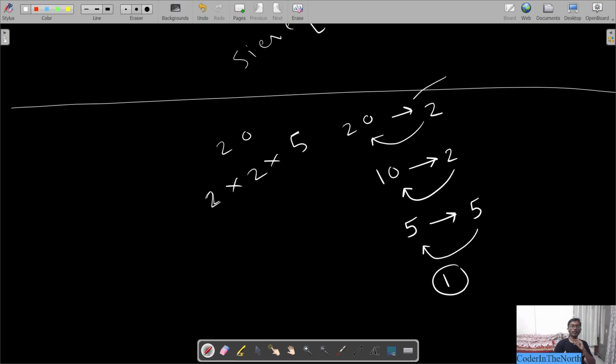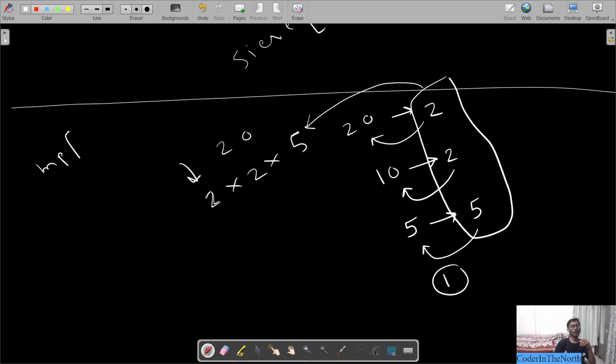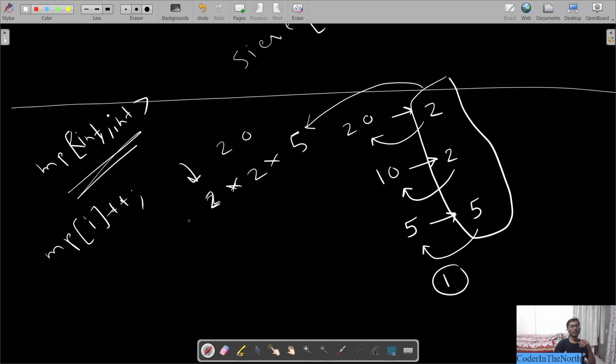Now see here, what we got? We got this same thing. So what's the other process of getting this? What we do, we make a map of int comma int, and we do mp of I plus plus, whenever this number gets divided. We start from 20, and we divide it with some number.